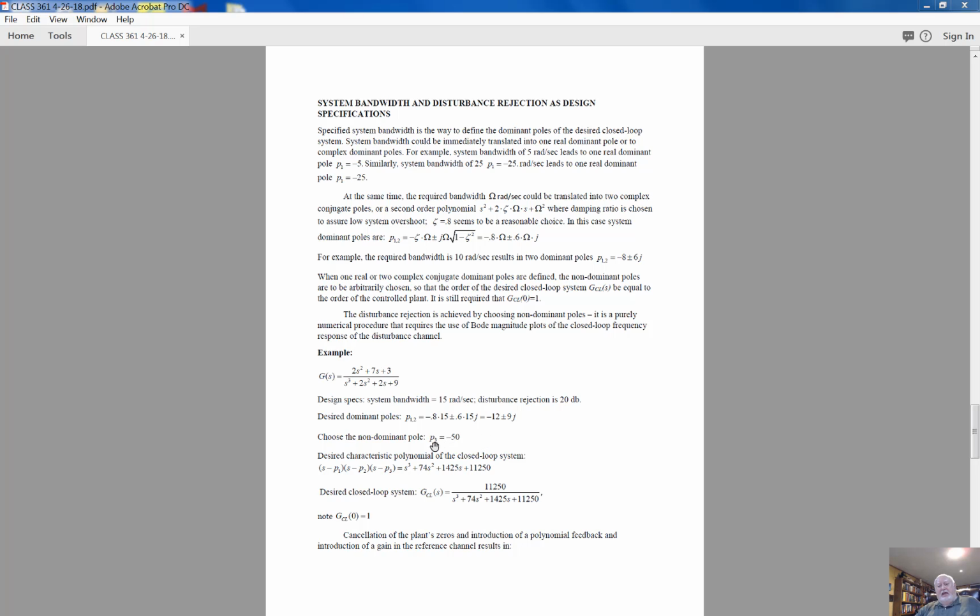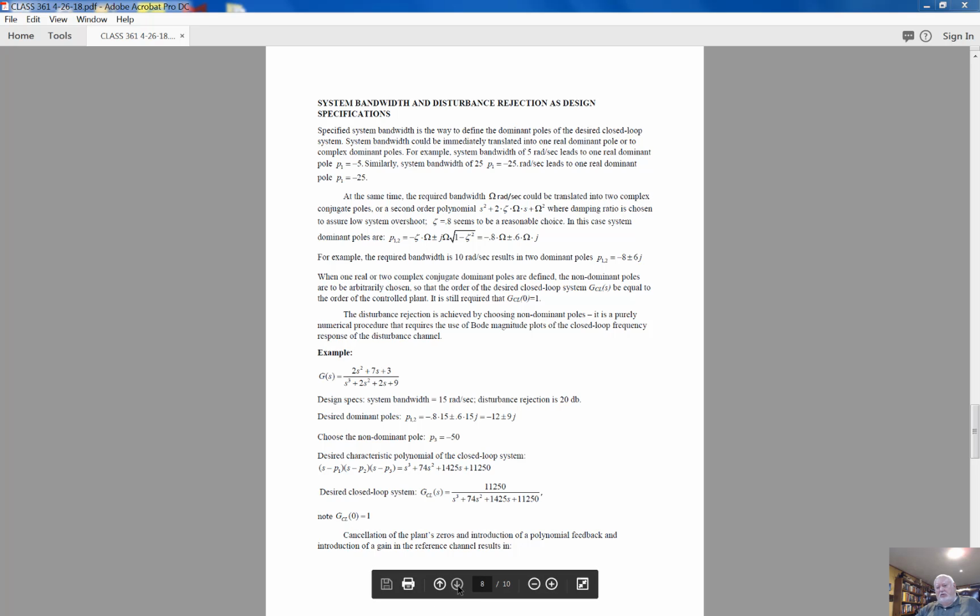Now, I can easily define the non-dominant pole. We need a total of 3 poles. For the non-dominant one I will use minus 50. 50 is 4 times greater than 12. No problem. At this point, I am ready to define the desired characteristic polynomial of the closed-loop system. It's written right here. And now I can define the desired closed-loop system transfer function. And by placing this value, 11250, in the numerator, I'm making sure that the G closed loop for s equals 0 is equal to 1.